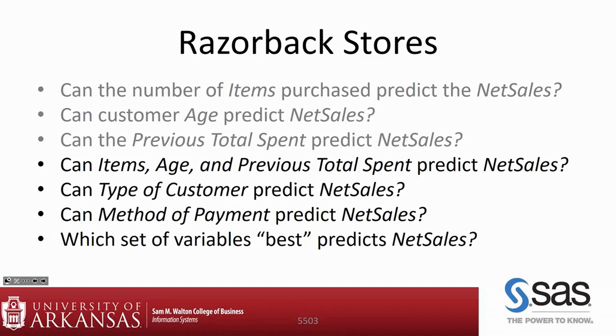Again, we're going to go back to our Razorback stores. We've already asked questions with simple regression. Can the number of items purchased predict net sales? Yes, statistically significant, but not a huge R squared. Can age predict net sales? That was horrible. Can the previous total spend predict net sales? Yes, but only for our loyalty customers. So today we're going to review our last multiple regression, get into the categorical predictors with type of customer and method of payment, and then finally wrap up by trying to figure out which set of variables predicts net sales the best.